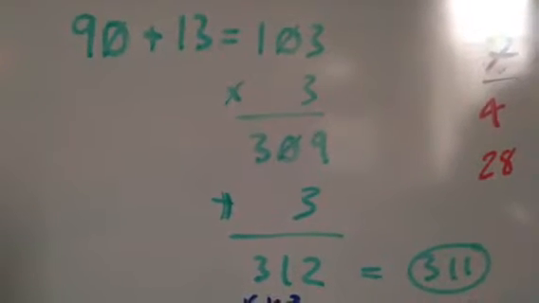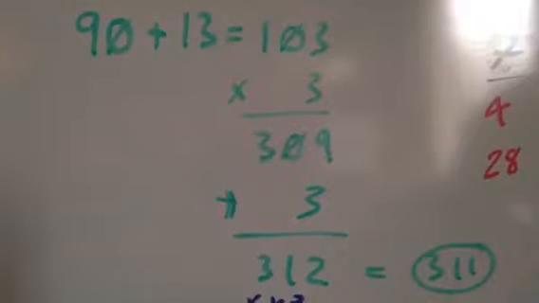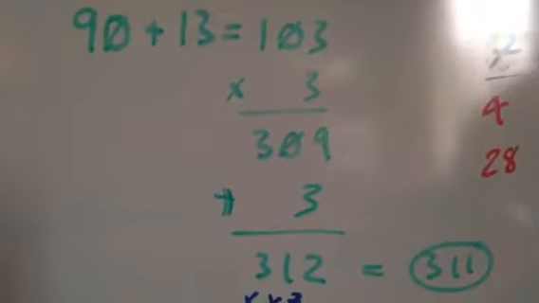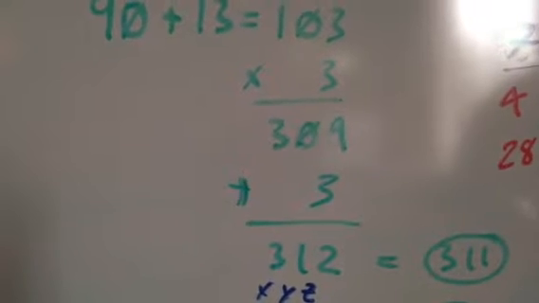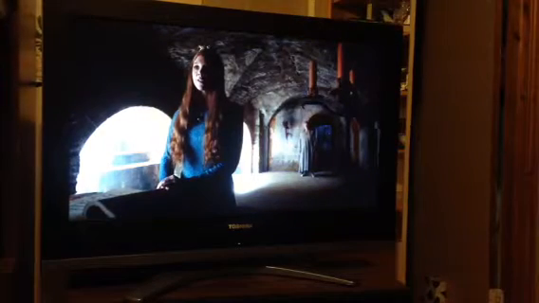That's in the x-plane. So we have to multiply it by the x, y, and z, or 3 to get 309, and add 3 x, y, and z to get 312, which is a circle 311. Chapter 3, verse 12.